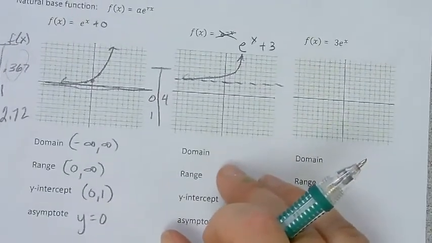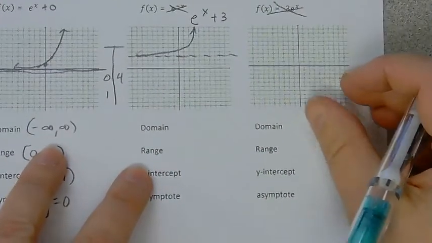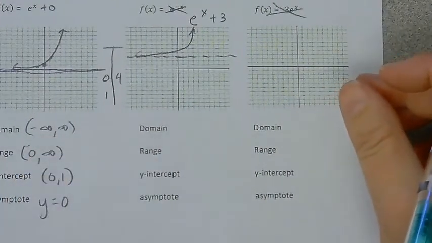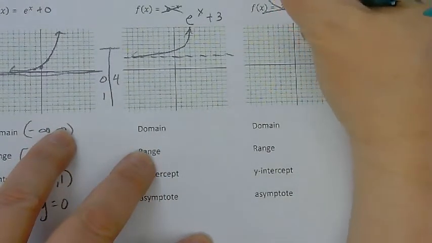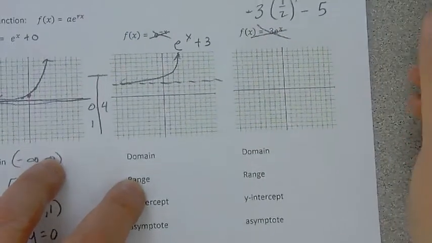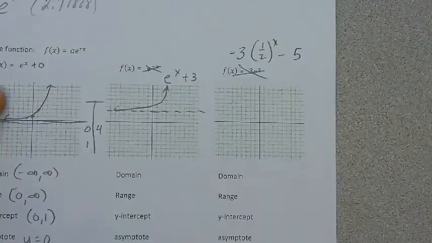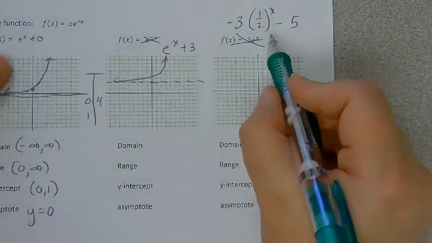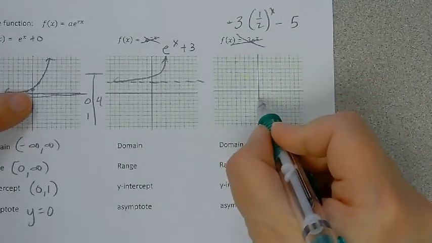I want to do a few more graphing examples with you. Let's do negative 3 to the 1/2 x power minus 5. So just by looking at this one, if I graph it, I know that the asymptote is going to be negative 5 because this has been shifted down 5 units.